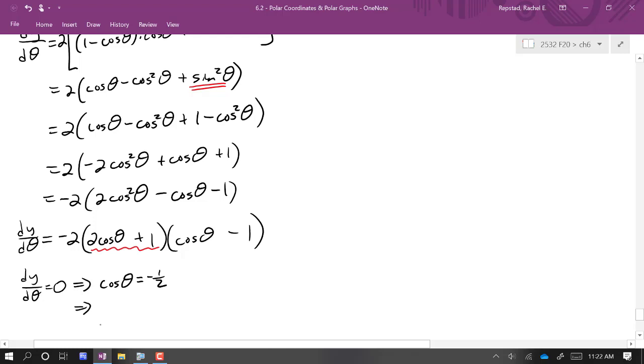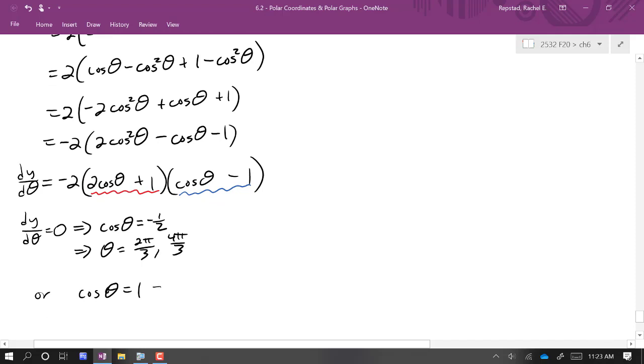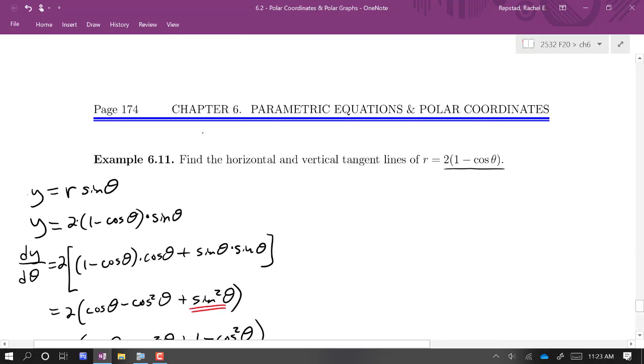And I'm just going to let theta go, they didn't specify, from 0 to 2 pi. So cosine is -1/2 at 2 pi over 3 and at 4 pi over 3. That was the first factor being 0. We also get dy d theta to be 0 when this factor, cosine theta minus 1, is 0, and that happens when cosine theta is 1, which happens at 0. And again, I'm just looking at the interval 0 to 2 pi, including 0 but not including 2 pi, just because 2 pi is the same location as 0.